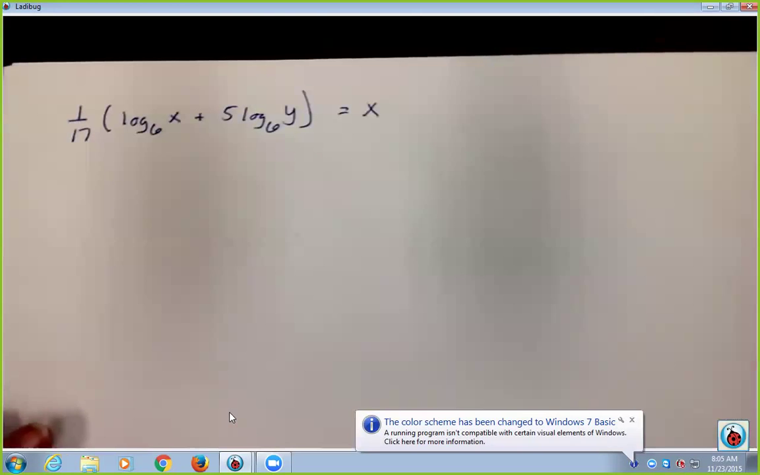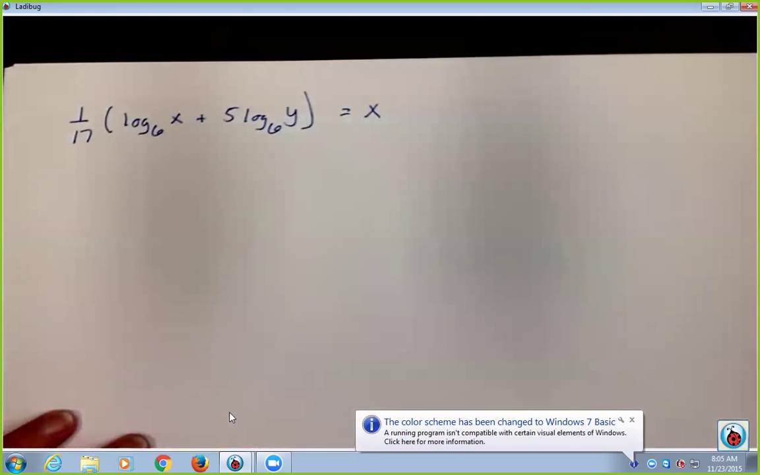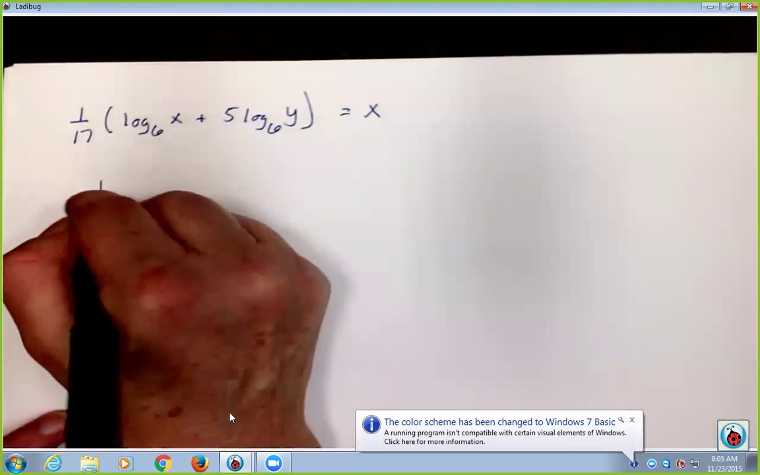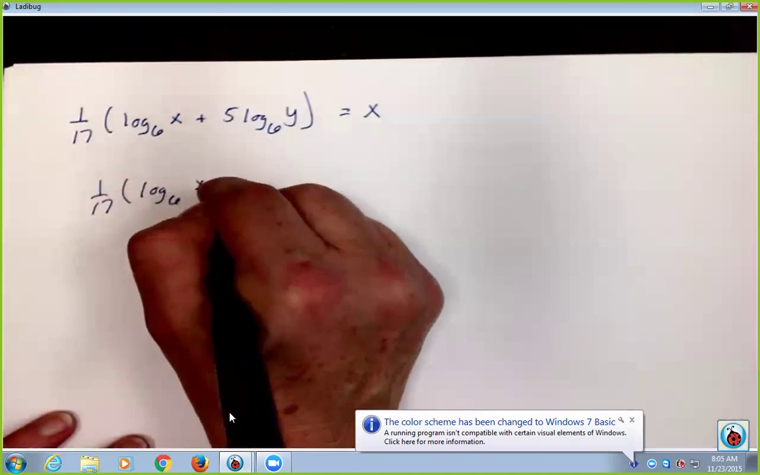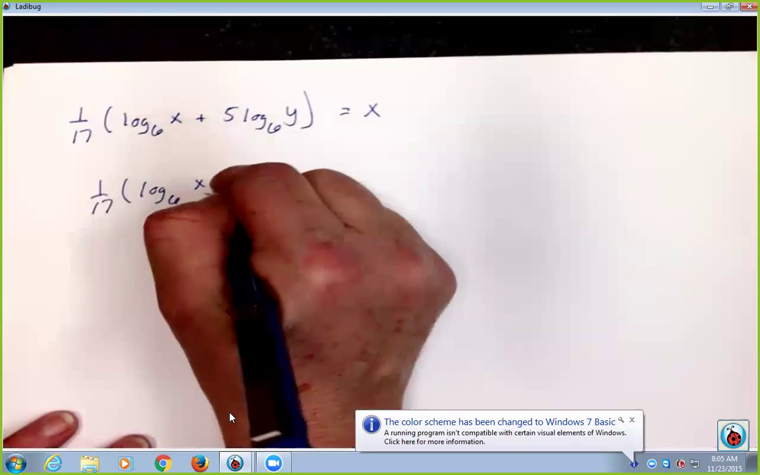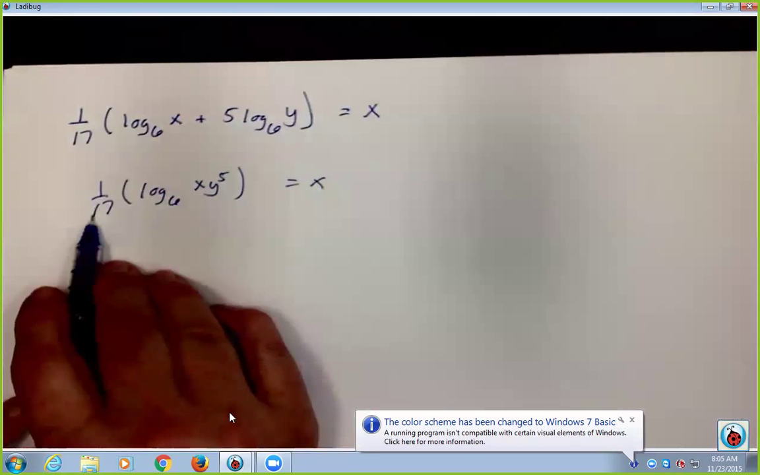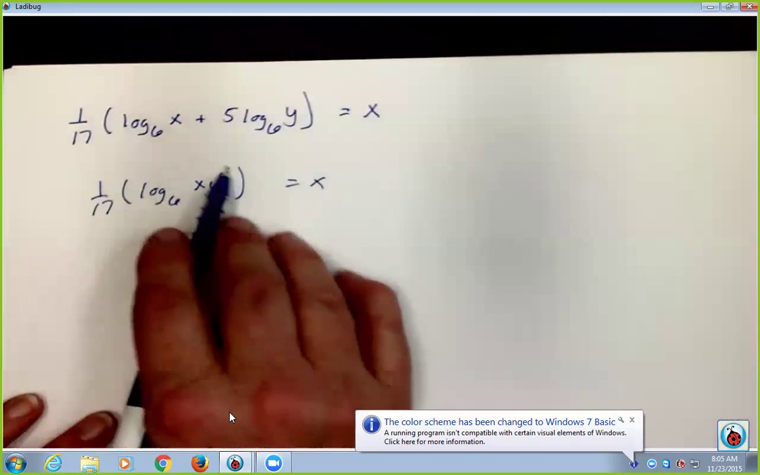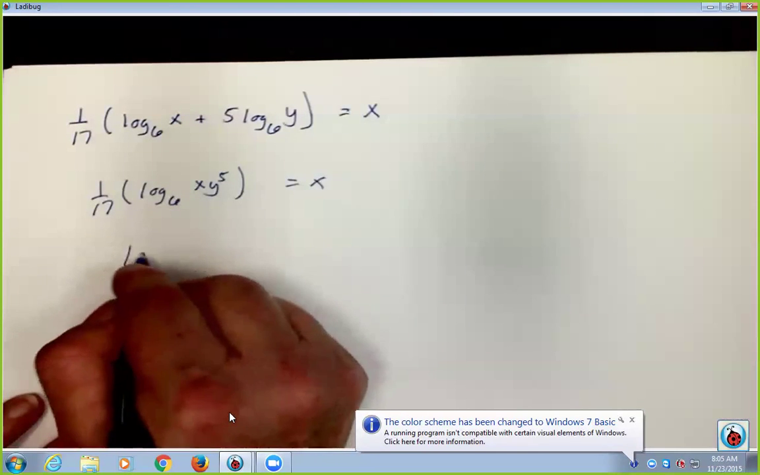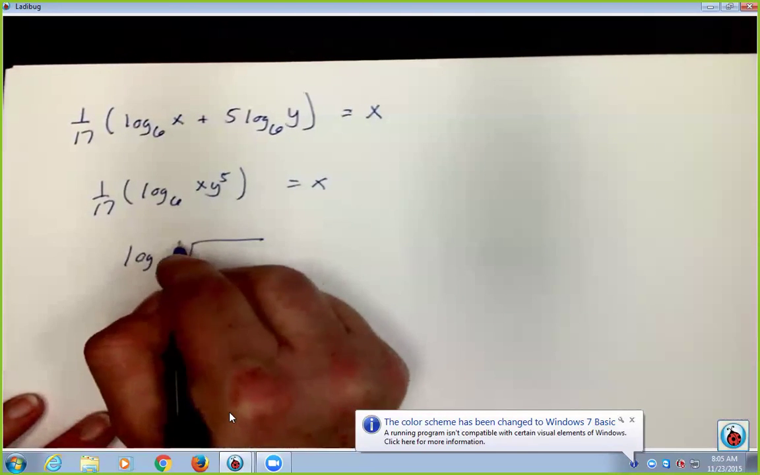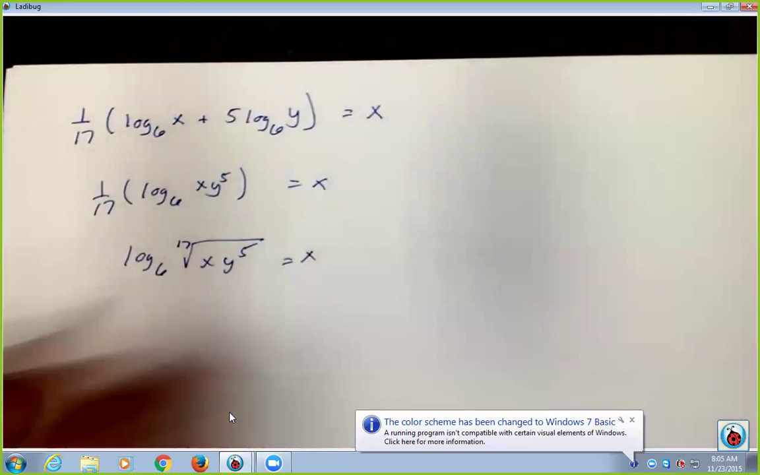What we need to do with this one, of course, is put it all back together again on this side. And so we get 1/17 log 6xy to the 5th equals x. The 17 in here means that this whole section is going to have the root of 17. So it's going to be log 6, the 17th root of xy to the 5th, is going to be equal.